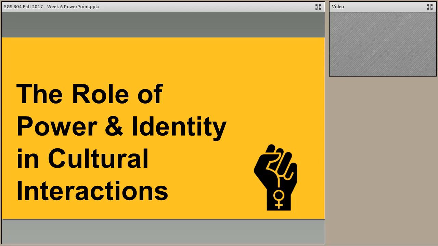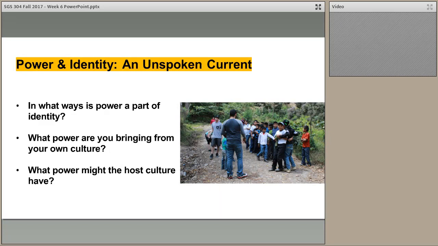Let's begin by looking at the role of power and identity in intercultural interactions. Earlier in this course, we discussed the importance of understanding your own identities and how they will have an impact on your interactions with the host culture. One aspect of identity, though, that frequently is overlooked concerns power.